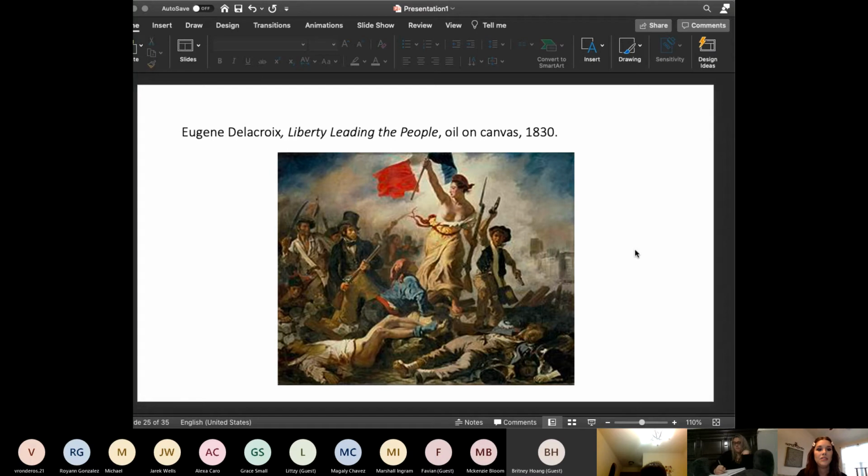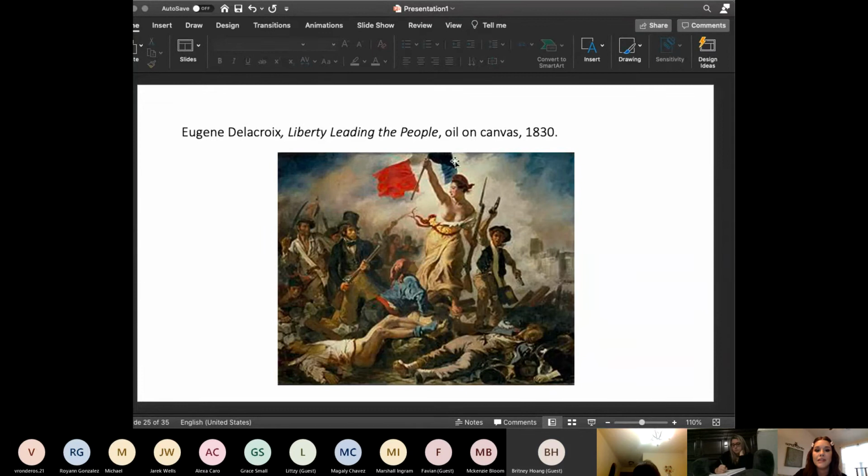Here we see Eugene Delacroix's Liberty Leading the People. Just looking at this first glance, what do you think the main focal point of this painting is? Just right off the bat. The person holding a flag. Exactly, the person holding the flag, which is actually supposed to represent Lady Liberty.